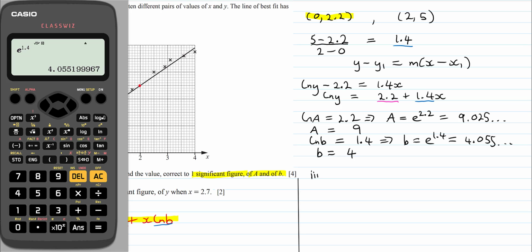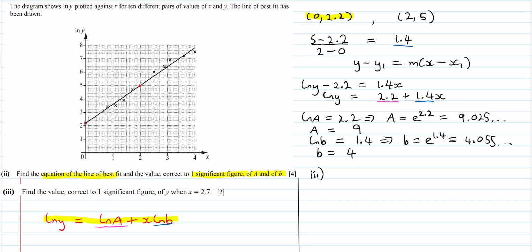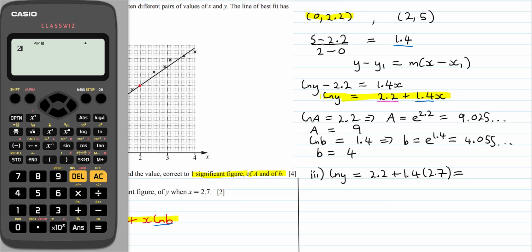So now for part 3, we need to find the value, correct to one significant figure, of y when x equals 2.7. So we've got our equation for the line of best fit, which is there. So we just plug x equals 2.7 into that, and then we can solve for y. So what we have then is ln y is equal to 2.2 plus 1.4 times 2.7, and that equals, so we'll get our calculator back up, 5.98.